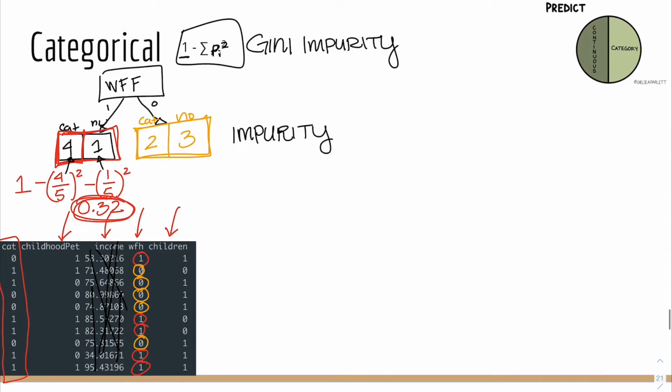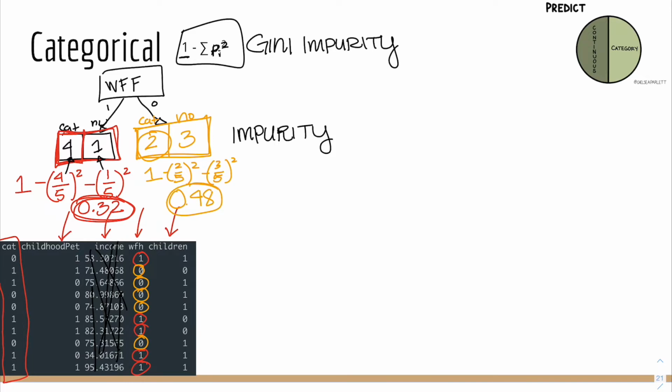Now, let's do the other one. Well, we have 1 minus, and then the probability of being a cat person is 2 out of 5 squared minus 3 out of 5 squared. And when we do this math, we get that the impurity here is 0.48.